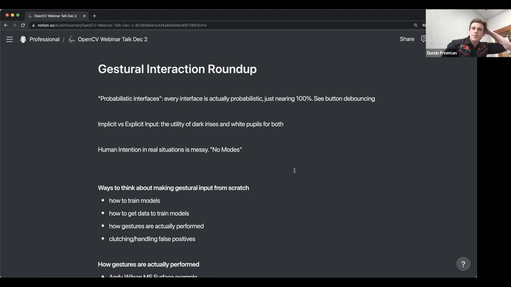So when people perform gestures, they are also very messy, right? A button is a little bit more ambiguous. If I have a gesture that's a thumbs up, I might start the thumbs up and then think about it and change my mind. That intention, which is a messy intention because real life is messy, doesn't necessarily exist in the training data that trains a model. So it's really hard to get accurate models.